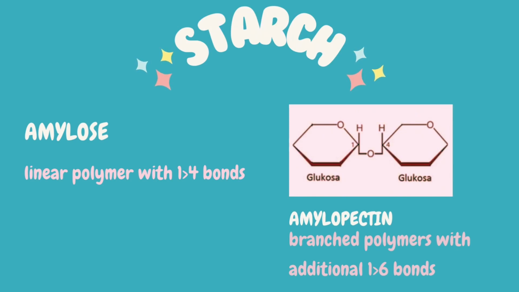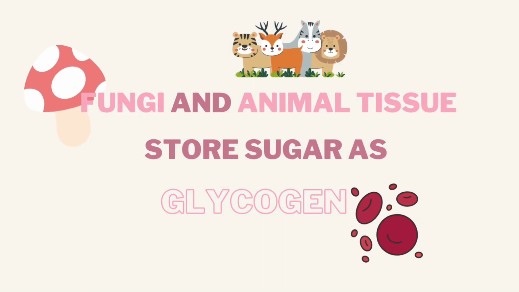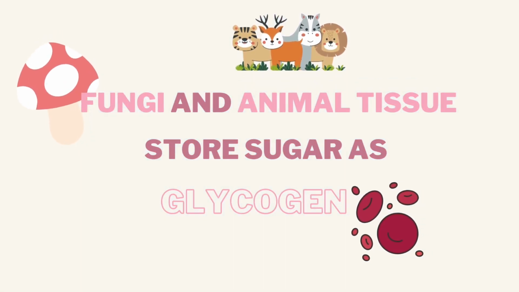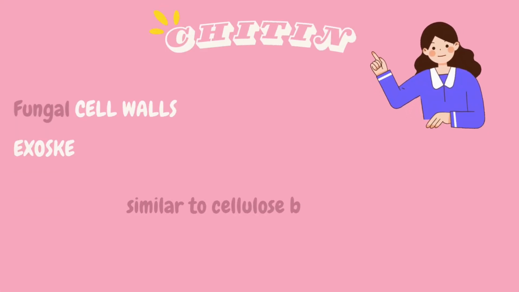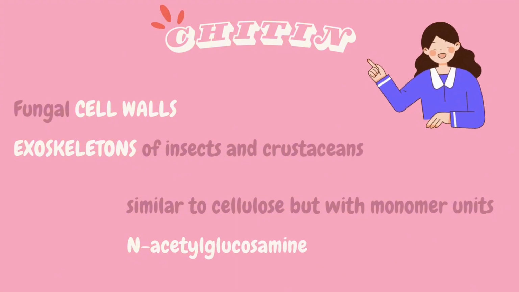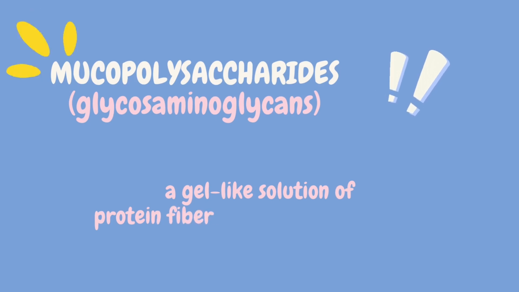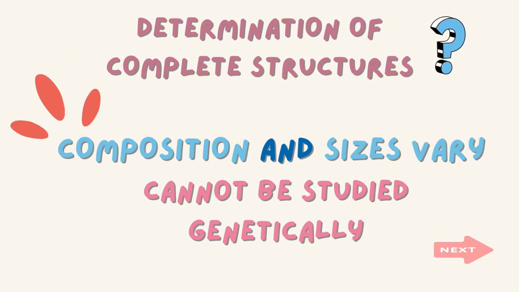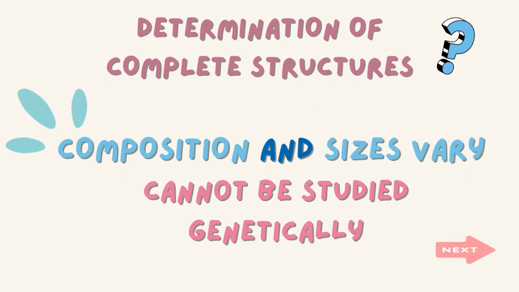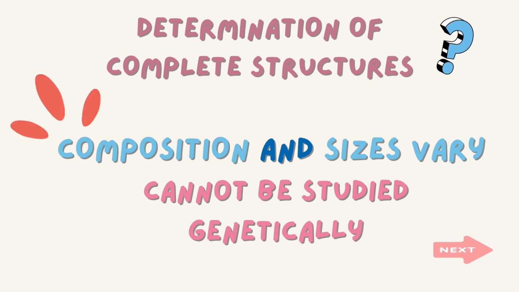The differences in bonds in starch produce a curved conformation that cannot be packed tightly, so the starch dissolves in water. Tissues in fungi and some animals, for example liver and muscle, store glucose as glycogen, which is a branched polymer such as amylopectin. Chitin is similar to cellulose, but the monomer unit is N-acetylglucosamine. Mucopolysaccharides or glycosaminoglycans form a gel-like solution in which connective tissue fiber proteins are embedded. Determining the structure of large polysaccharides is complicated because they vary in size and composition, and because they cannot be studied genetically like nucleic acids and proteins.